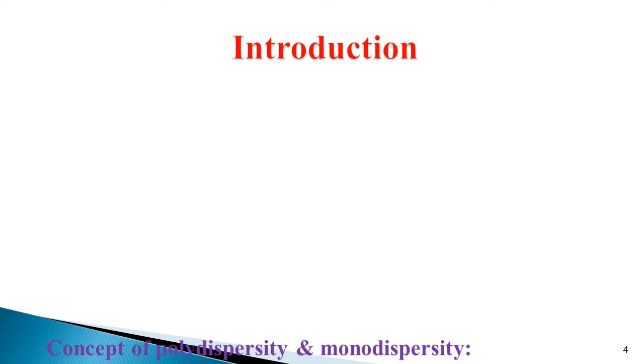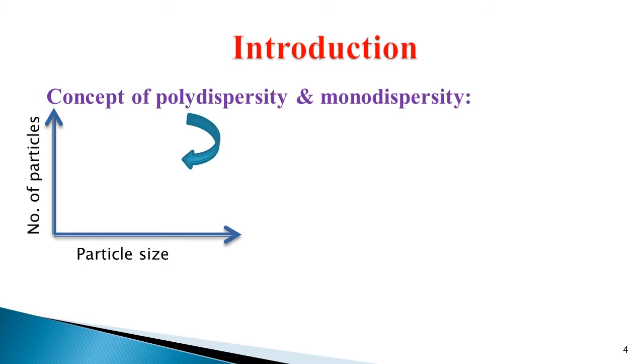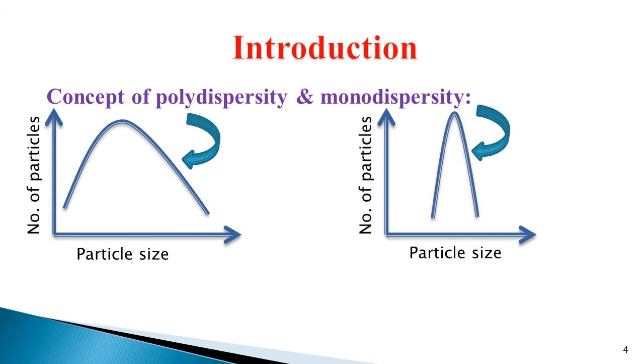Dear friends, now here we will discuss the concept of polydispersity and monodispersity, which is very necessary for size reduction. What is the meaning of polydispersity and what is the meaning of monodispersity? If we plot the graph of particle size versus number of particles, then we will get the graph in this way. This is for polydispersed powder. On the other hand, if we get the graph in this way, this is for monodispersed powder.